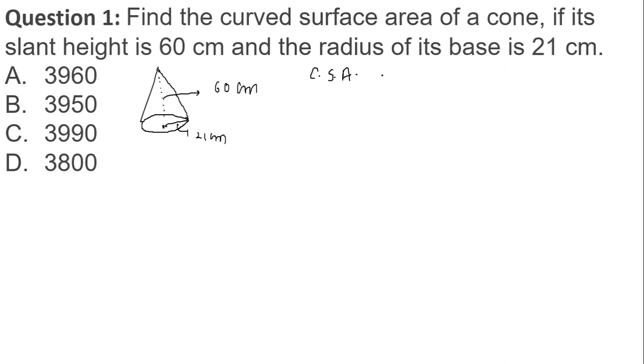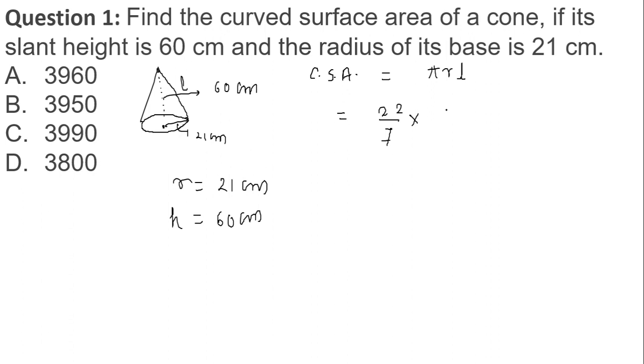This will give us pi r into L. Now we know what L is. L is the distance from the apex to any circumference point of the given circle. So here we know the value for pi. What is the value for pi? The value for pi is 22/7. The radius for the given circle is 21 centimeter, and the slant height mentioned over here is 60 centimeter.